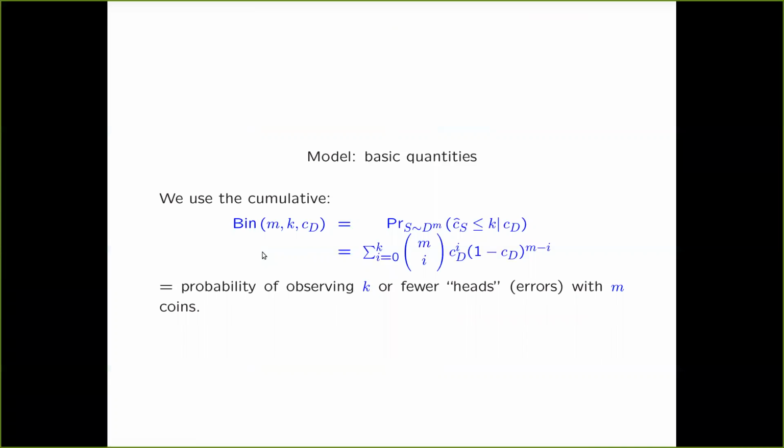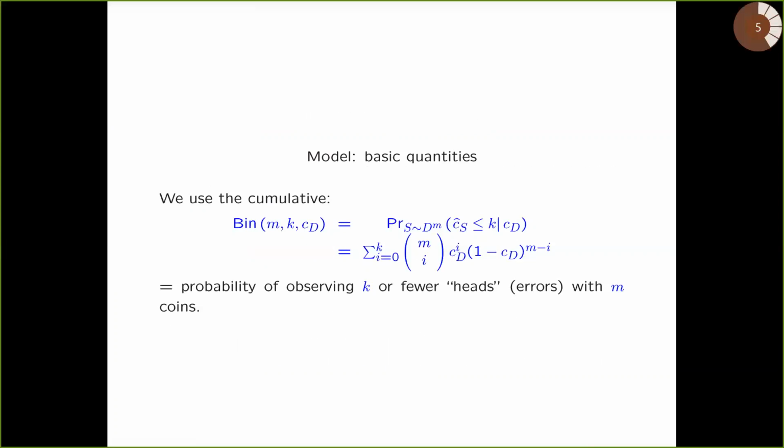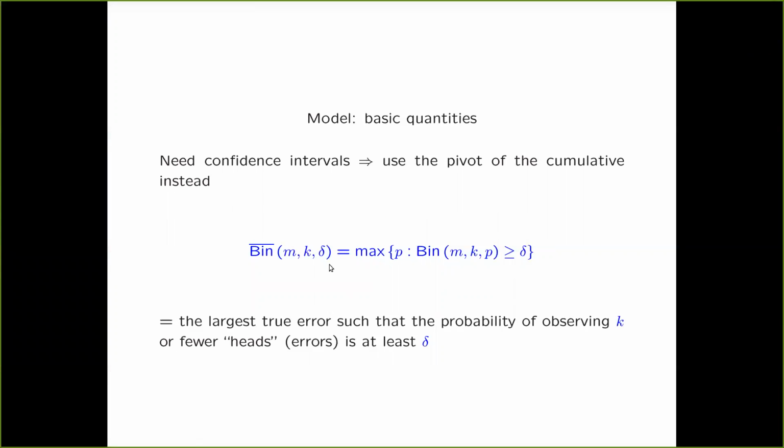Okay, so then this alone is not quite enough, because the problem is that computing this integral requires knowledge of C sub d, because that's an argument to the bin function here. You don't know what C sub d is. So instead, we need to have a function which depends upon what we can observe, which is what C hat sub s is. So you can invert this. You can say, what is the largest true error rate, P, such that the tail has mass at least delta?